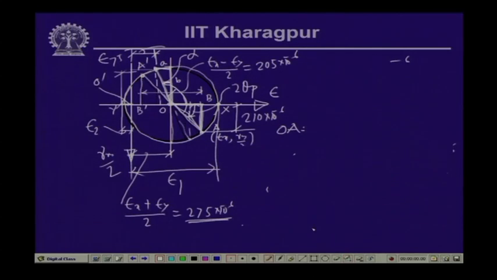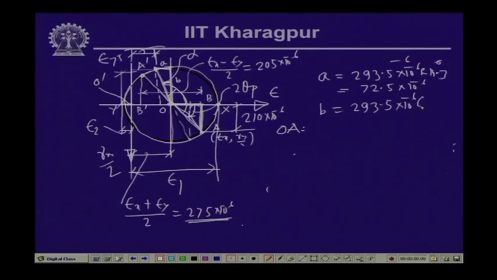Now, let us calculate the values of a and b. So, a is equal to r sin 14.3, which is 293.5 into 10 to the power minus 6 into sin of 14.3 degrees, which is equal to 72.5 into 10 to the power minus 6. And the vertical distance b is equal to 293.5 into 10 to the power minus 6 into cos of 14.3 degrees. Now, this is equal to 284.4 into 10 to the power minus 6.